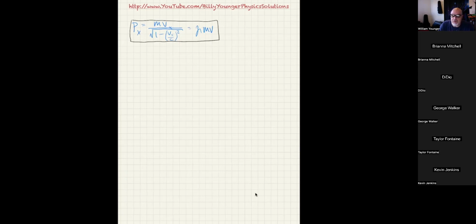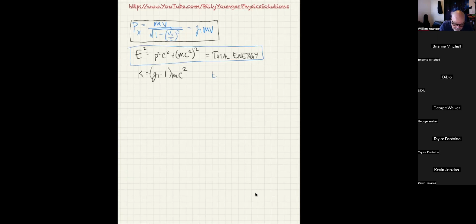So for instance, one of the equations is this. E squared equals P squared C squared plus MC squared, squared. That's the total energy. Kinetic energy, K, is actually gamma minus 1 times MC squared. So that's another oddity. And MC squared is the rest energy. And of course, that's another equation.